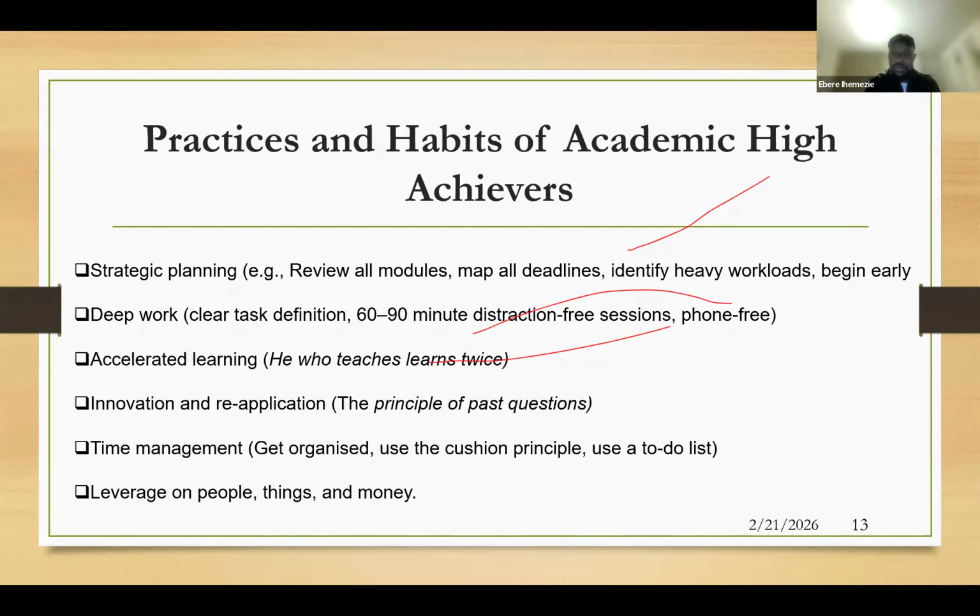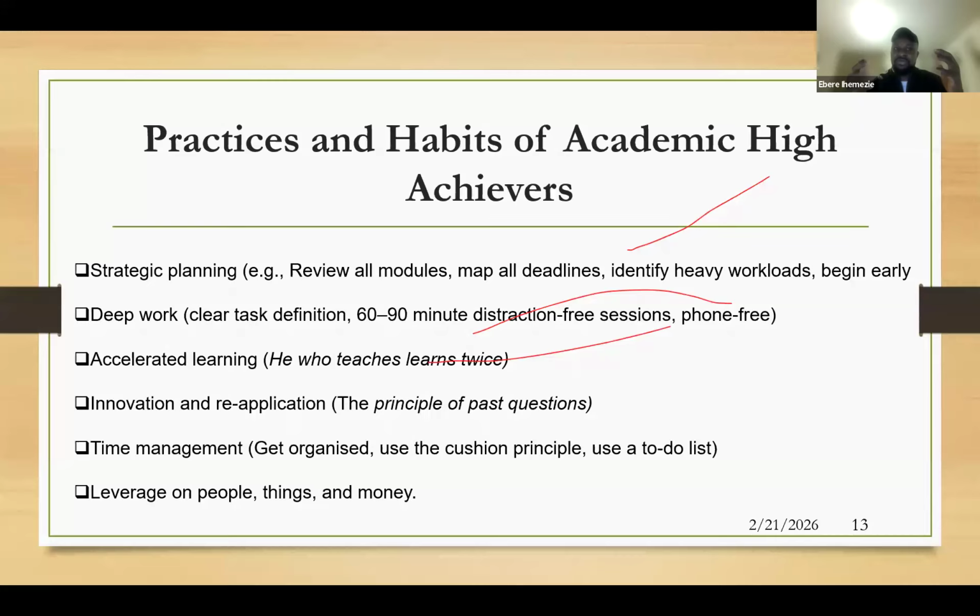I was without my phone. I kept my phone aside, distraction free. I make sure that the kids are far away from me. So people who achieve high academic excellence will always practice deep work. Make sure that there is a particular time, 60 to 90 minutes, or every day, consistency, where you focus on whatever you want to achieve without distractions.